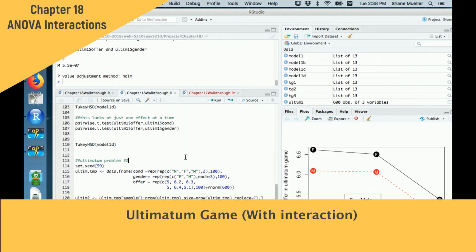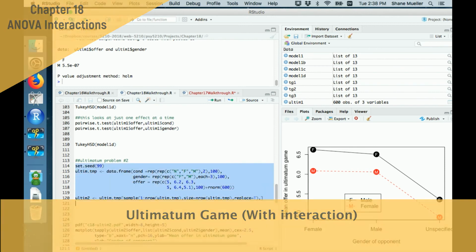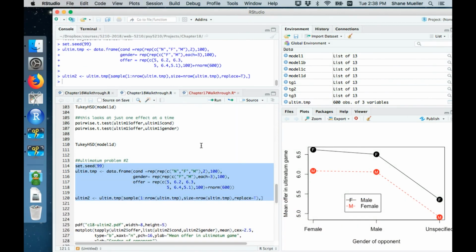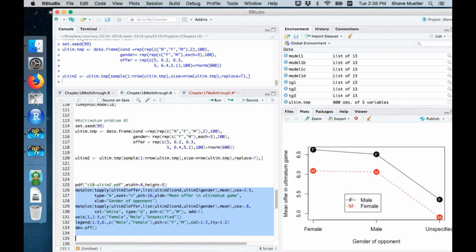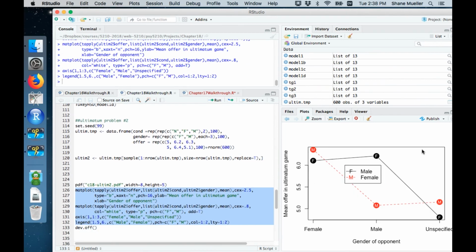Okay, so now let's consider a different ultimatum problem where there is an interaction. Again, this is fake data, but it is actually similar to a study that a student of mine ran. The results are quite similar, where you see a gender by gender interaction. So let's consider women first.